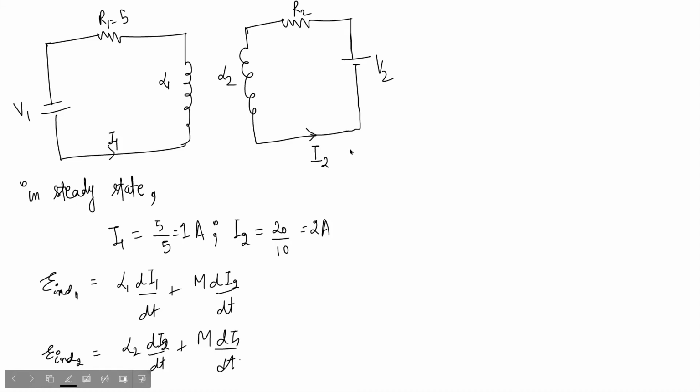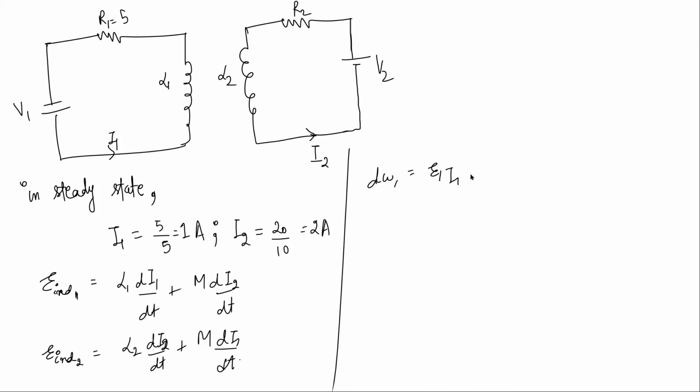Now we are required to find the work done by the batteries against the EMF induced. Let us say dW1, the work done in the first circuit, would be what? EMF induced in 1, E1 I1 dt. That would be equal to L1 I1 di1 plus M I1 di2.